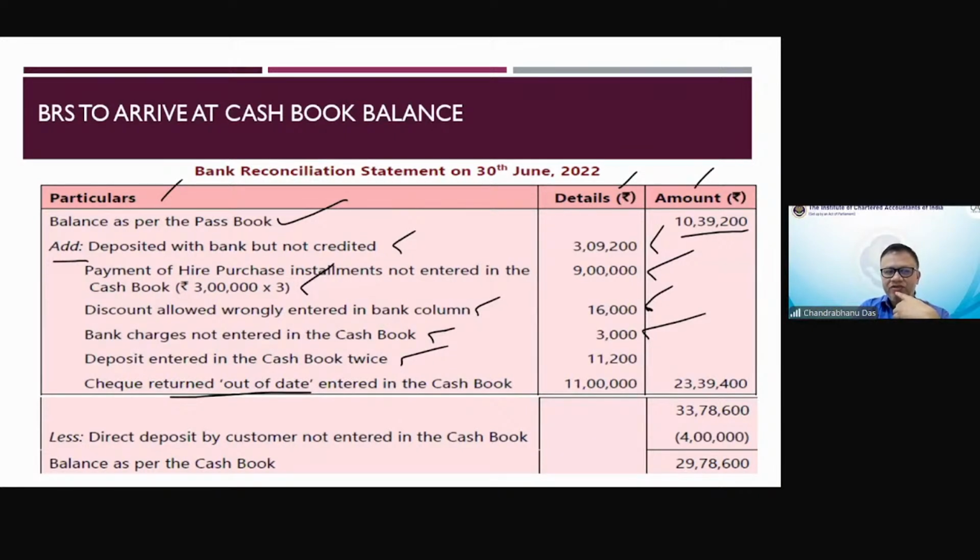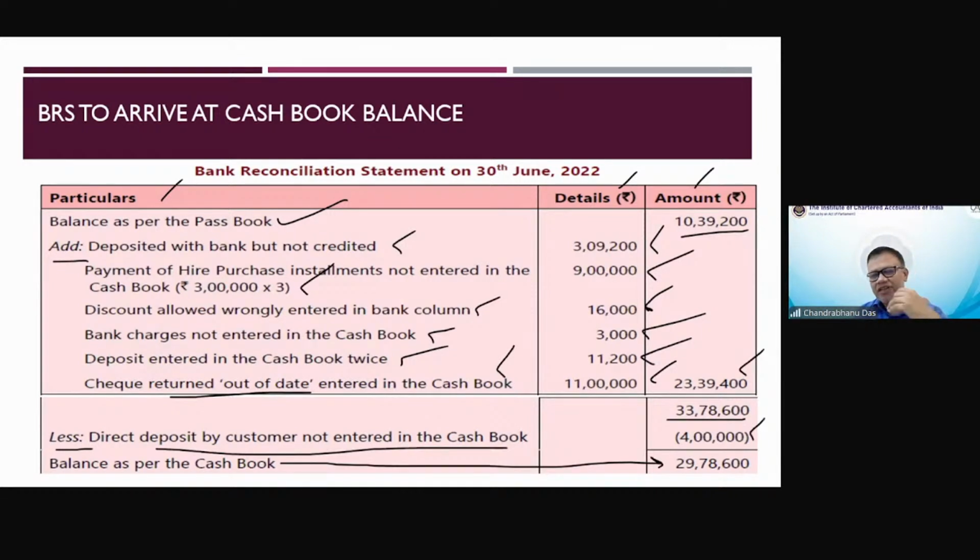Okay. So here, this is deposited with bank but not credited. Payment of hire purchase, you have added it. Discount also you have added it because you are arriving at the cash book. Bank charges are bank entries which have not been entered in the cash book, so we are adding them back. You should not go to the cash book because you are arriving at the cash book balance. Deposit which is entered in the cash book twice, you are adding it. And check which is returned out of date, 11 lakhs, we are adding it. So you are arriving at less direct deposit by the customer which is not entered in the cash book. So you are arriving at the balance as per cash book.